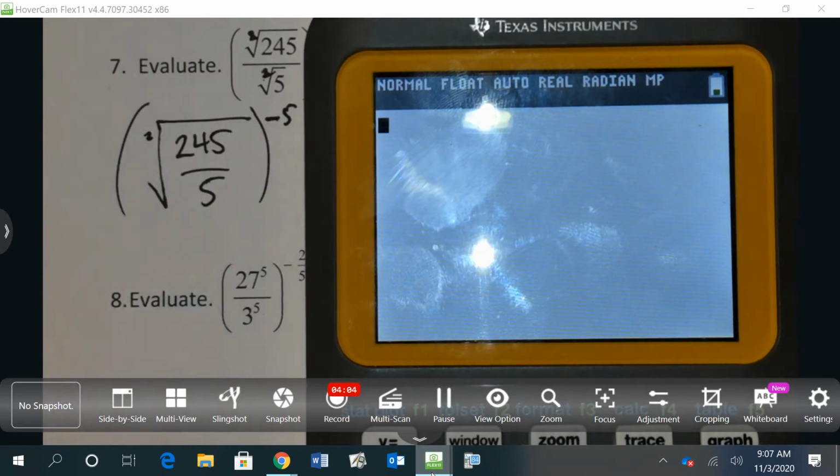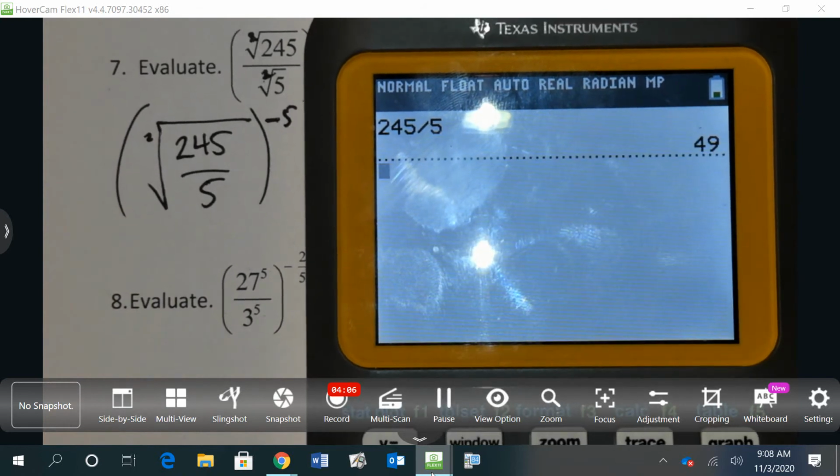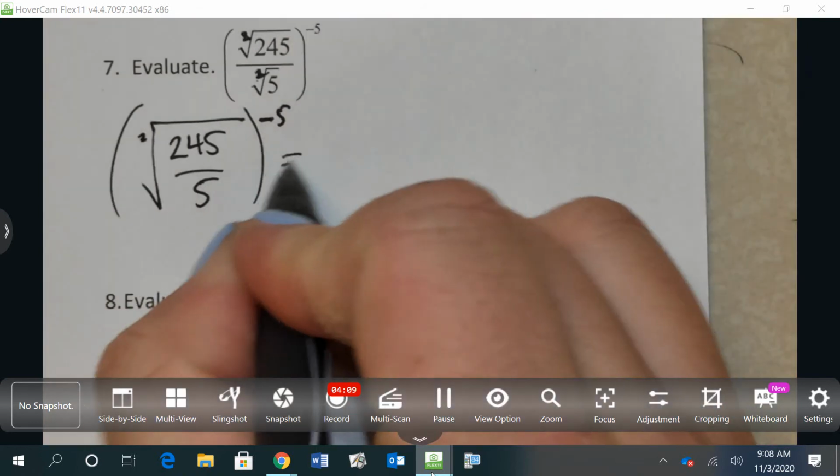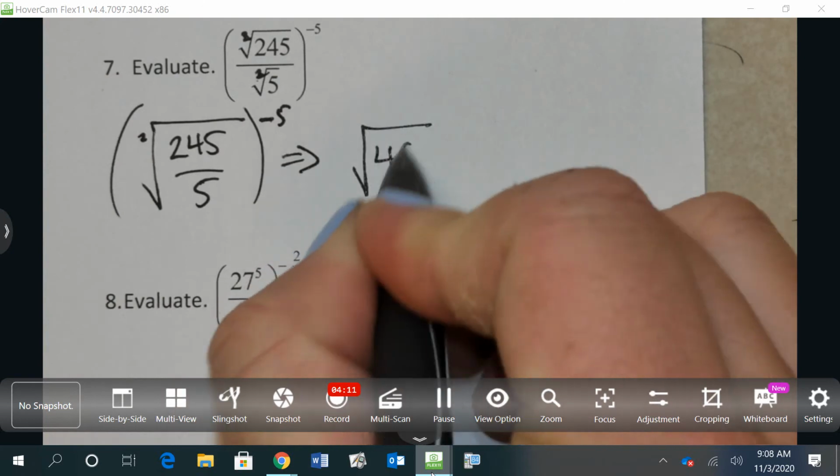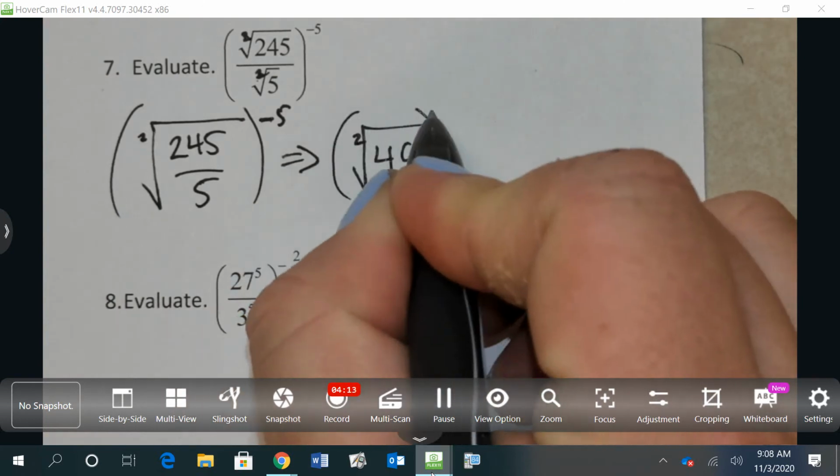245 divided by 5 is 49. So I can rewrite this as the square root of 49, and then afterwards I'll apply the negative 5.